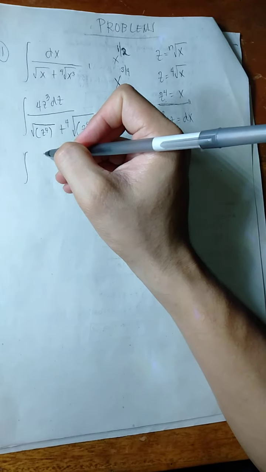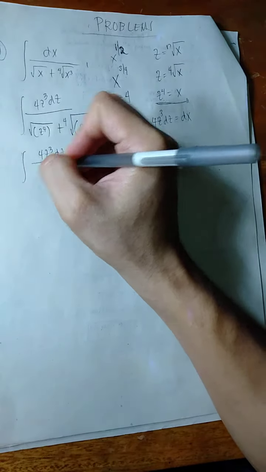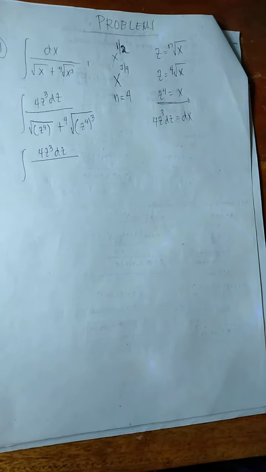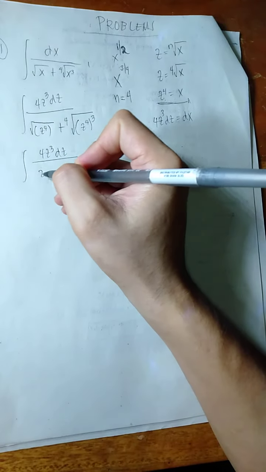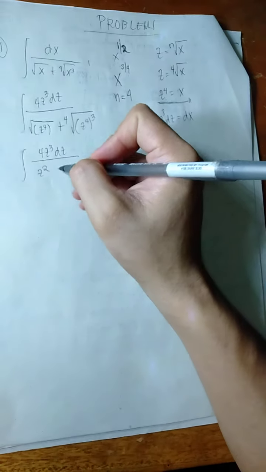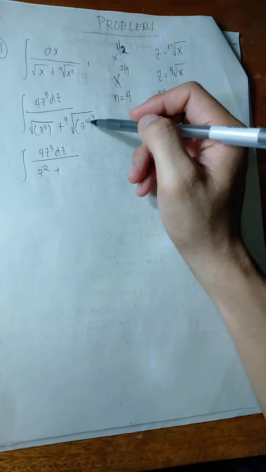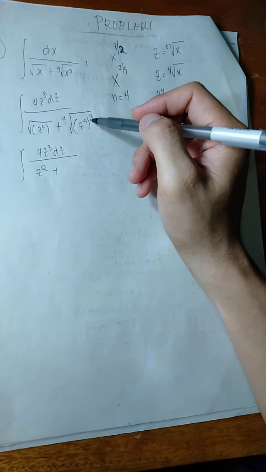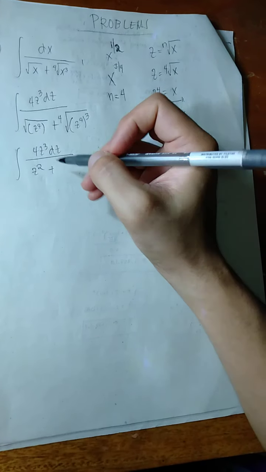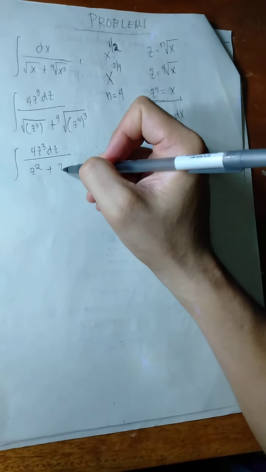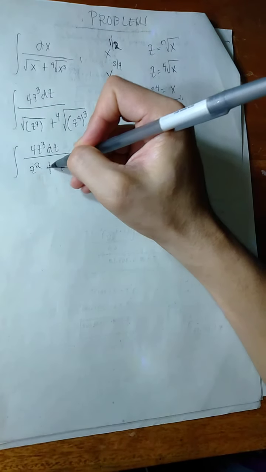So what will be our resulting value? It becomes 4z cubed dz over, what is the square root of z to the 4th? It becomes z squared. Plus, what is the 4th root of z to the 12th? 12 divided by 4, we divide that, so it becomes 3, z cubed. So, clear, guys? That's basic algebra.